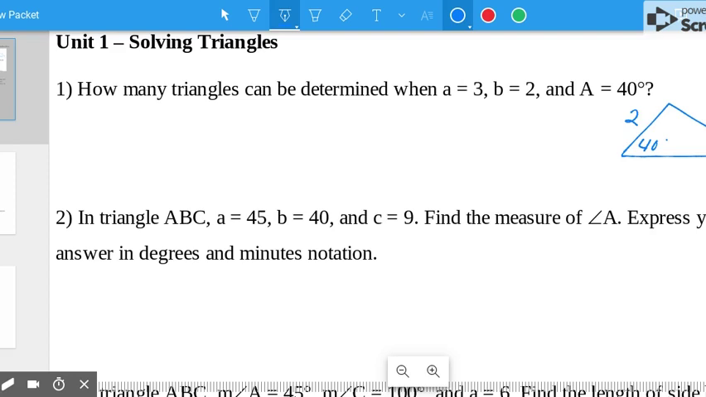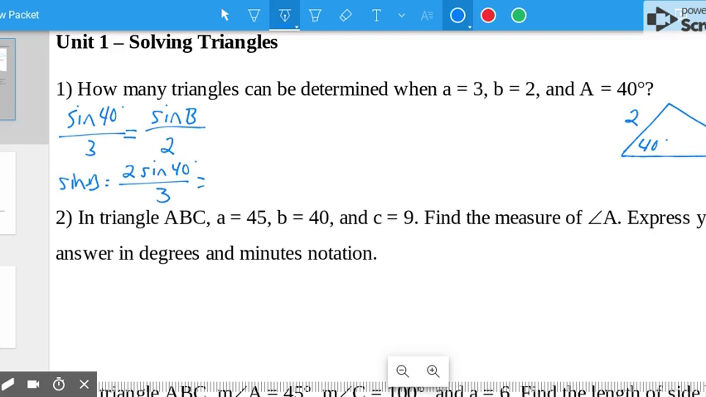So if we set up the law of sines, we've got sine of 40 degrees divided by 3 equal to the sine of some angle, which the angle missing here would be B according to the side that they gave us, and that would be over 2. So if we solve for sine of B, that means we're going to take 2 times the sine of 40 degrees divided by 3, which is approximately 0.4285. So B, that angle would be about 25.4 degrees.